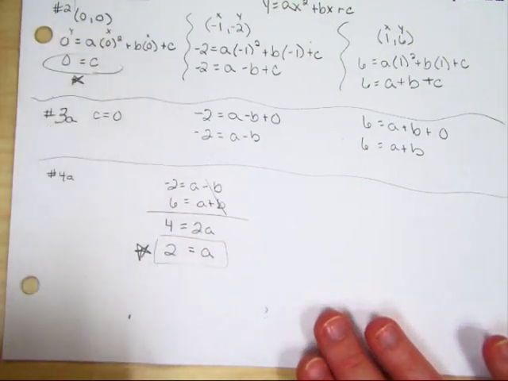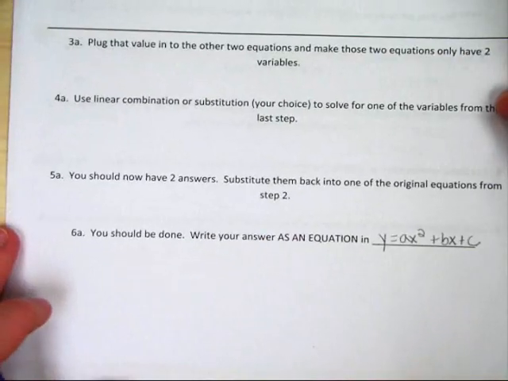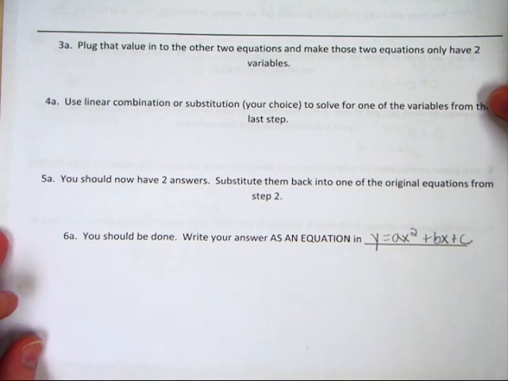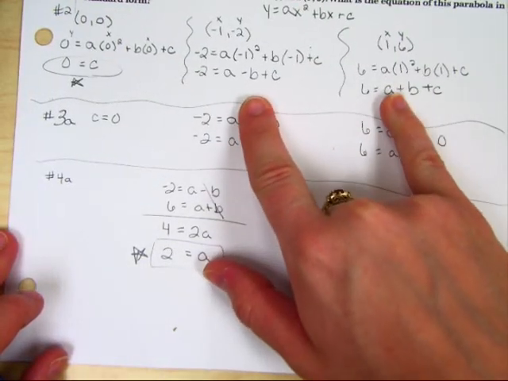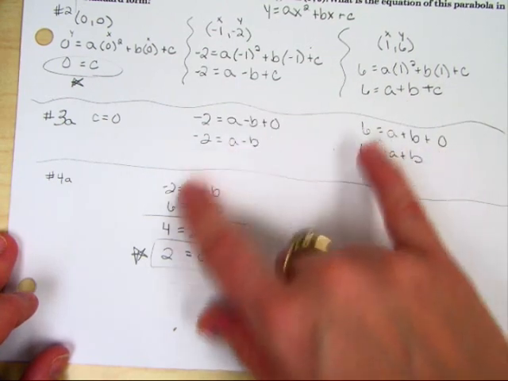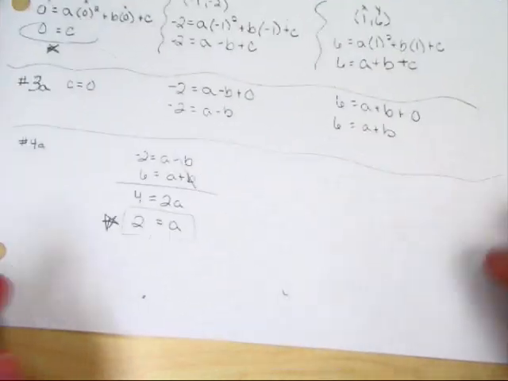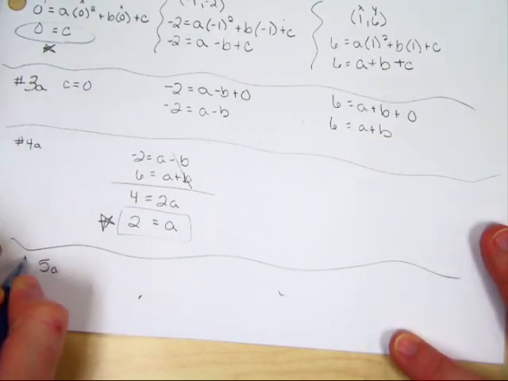I like to put a star by my answers so I don't lose them. Step 5a. You should now have 2 answers. We do, a and c. Substitute them back into one of the original equations from step 2. All right, so here are my original equations from step 2. I'll plug these things in. Honestly, you could just take this and plug it into 6 equals a plus b, which I'm going to do. So this is step 5a.